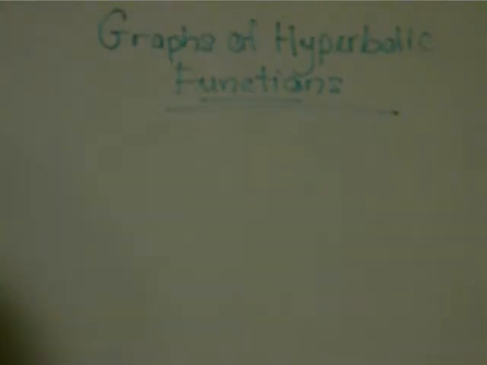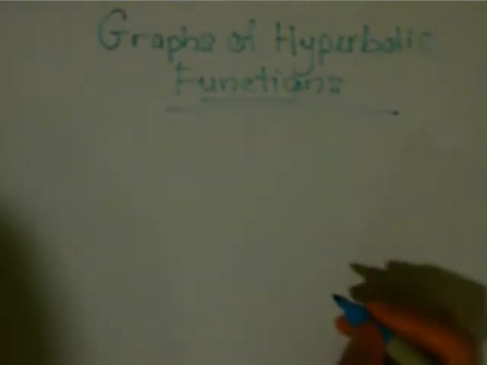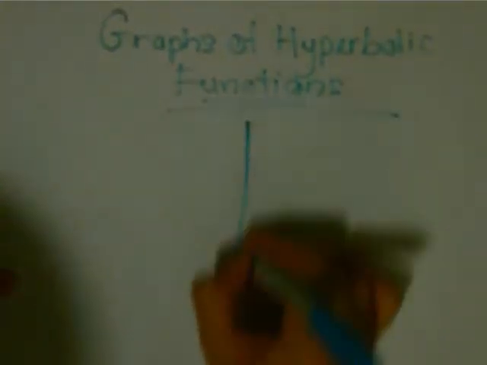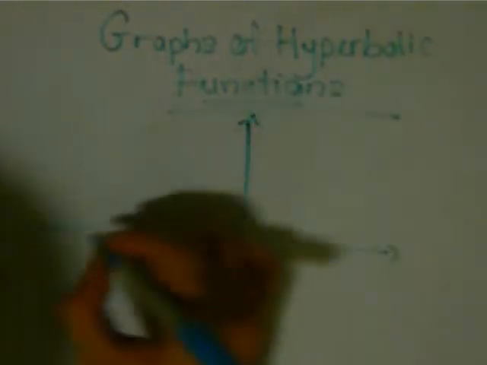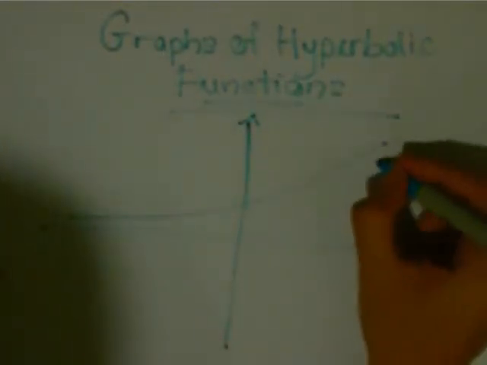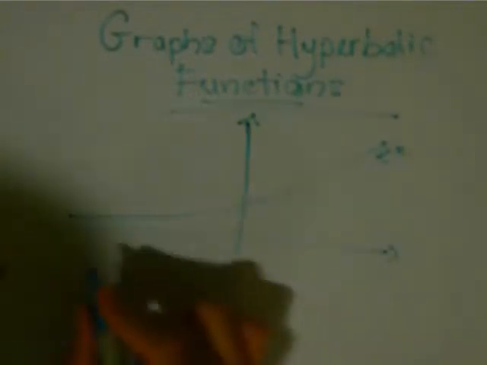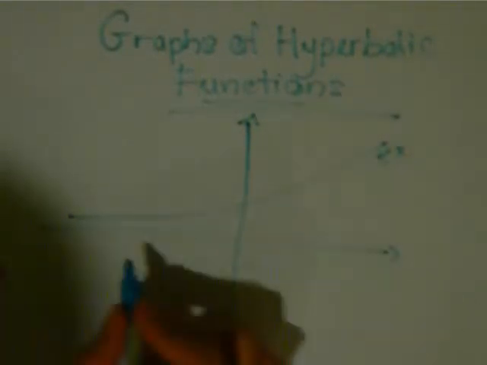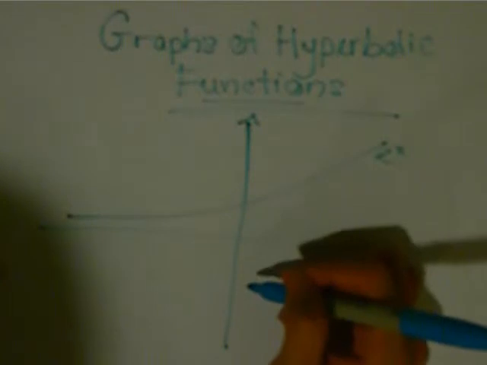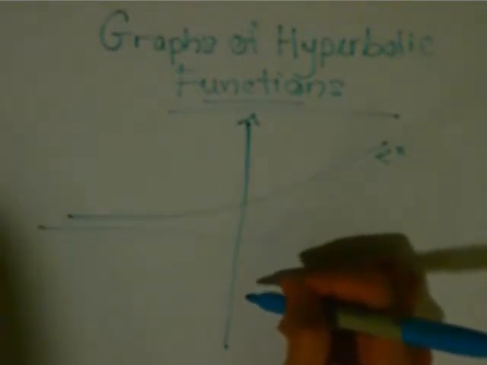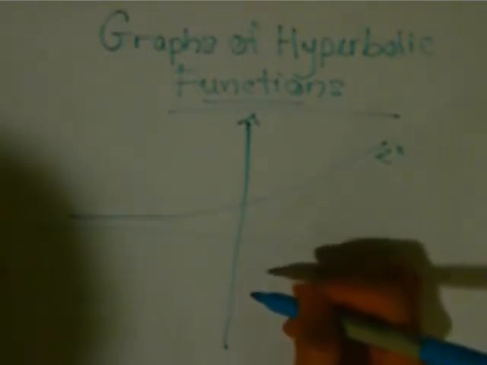So our topic for today is the graphs of hyperbolic functions. To understand the graphs of hyperbolic functions, first we need to understand our basic exponential curve, which looks something like this: e to the power of x. If we reflect this curve along the x and y axis, we can actually derive the other three exponential curves.